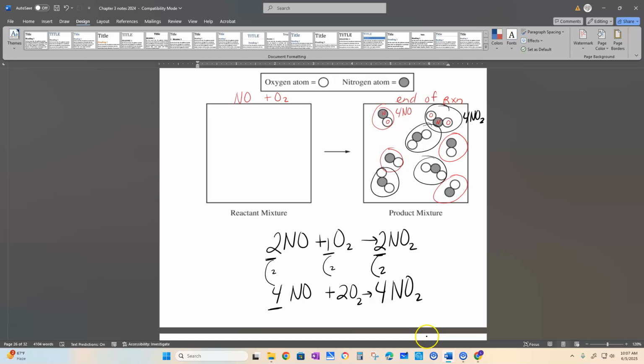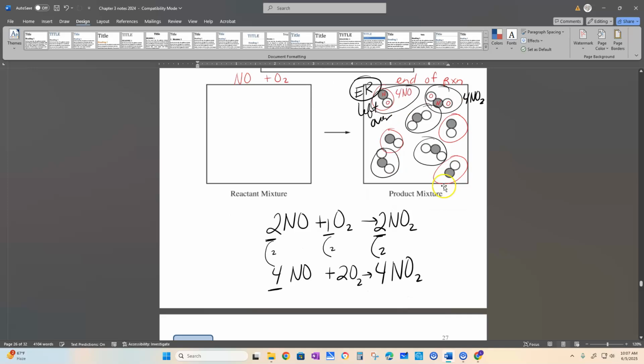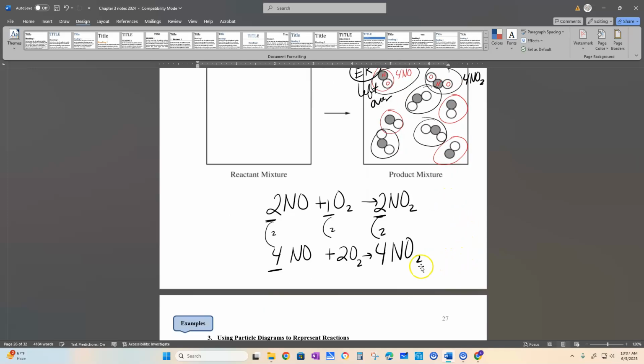So for me to produce 4 NO2s, but I still have, here's the problem that's troubling, I have 4 NOs left over. So that's why I said end of reaction. So that means I have 4 NOs that were excess, that did not get used. So what's going to lead me to a scenario where I have 4 NO2s and I still have 4 NOs left over?